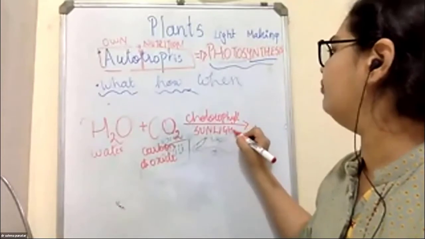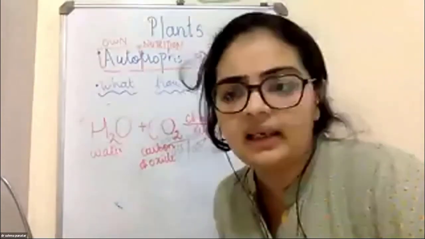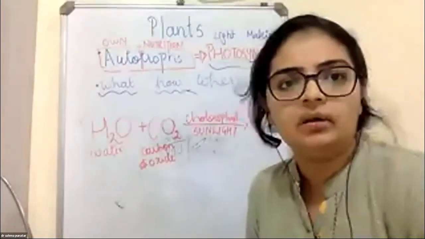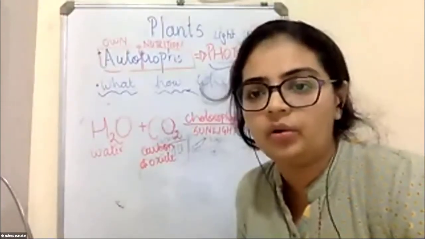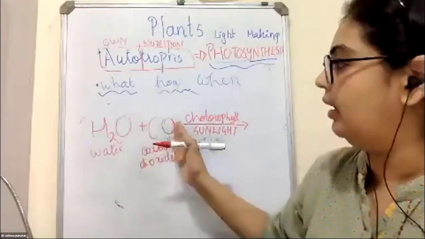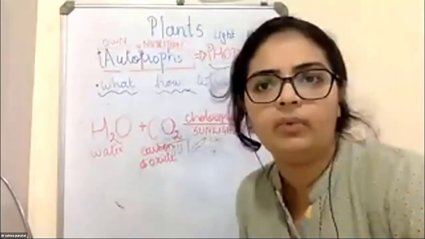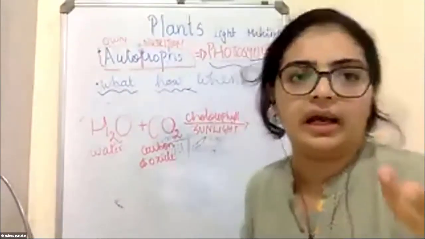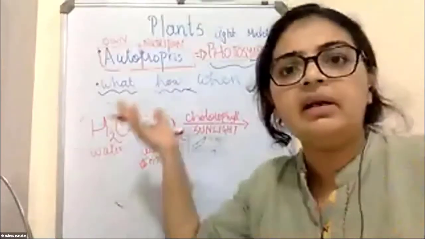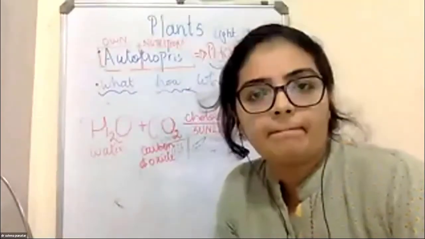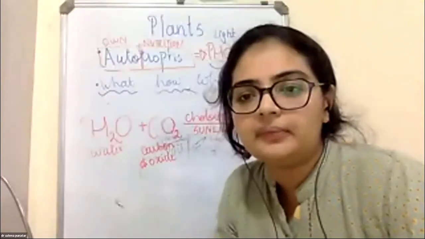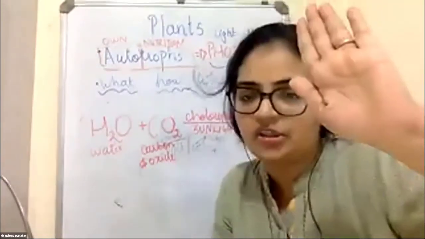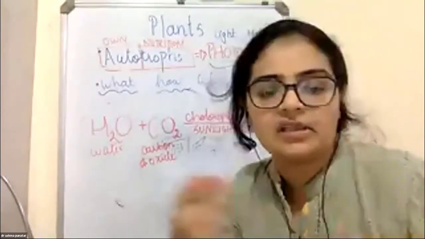Now, children, have you ever thought why sunlight is so important? What do you do in photosynthesis? All that you are doing is just mixing water and carbon dioxide. Can't you do it at home? I'll get a glass of water, I'll just put carbon dioxide in it, and even I will make glucose. Have you ever thought why sunlight is so important? Anybody, you can just raise your hand. I can maybe unmute you.